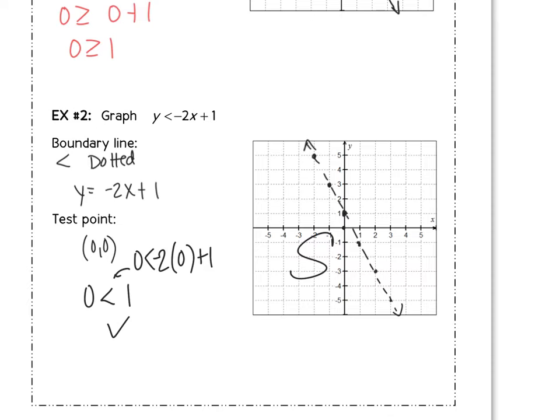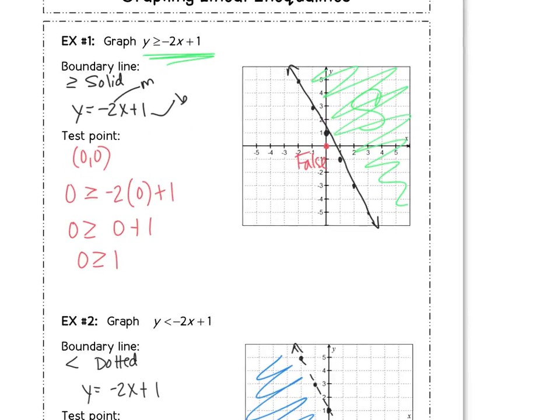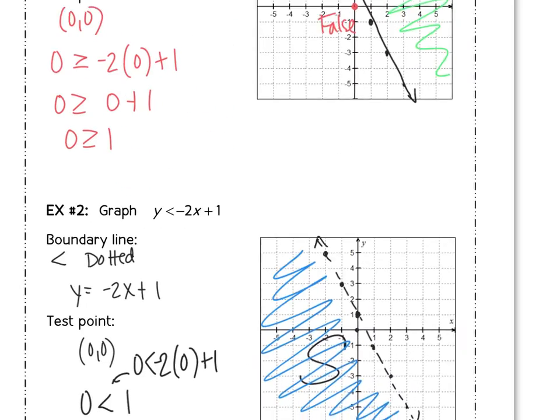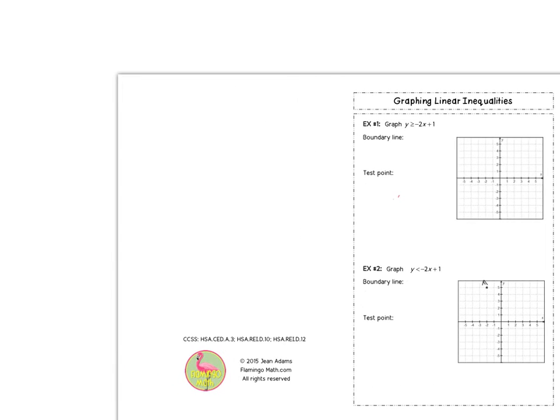So that means my shading will be over here. And you'll notice that is shading below, whereas this was shading above. Keep that in mind. It'll save you some time. All right. So we're going to example 3. I'm going to find it. Next one.